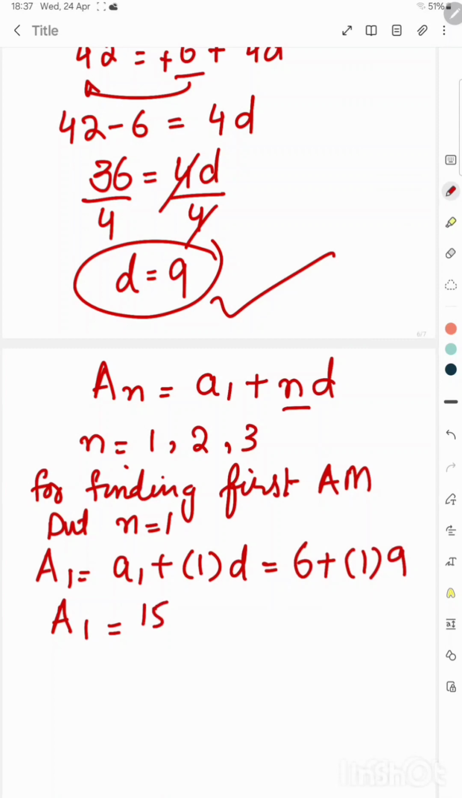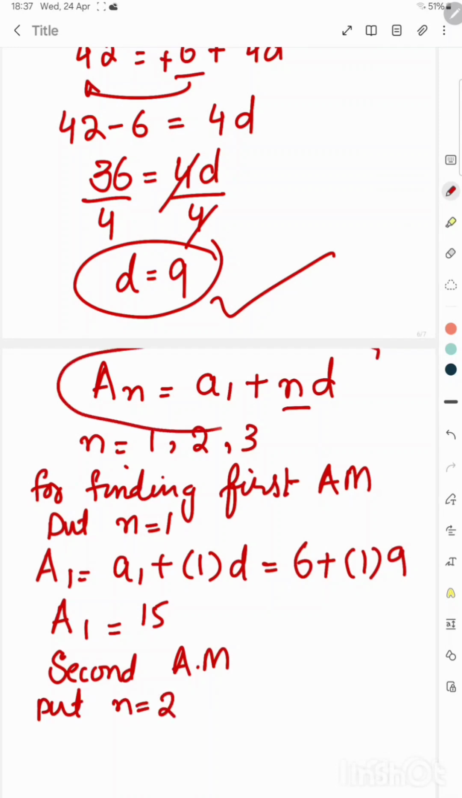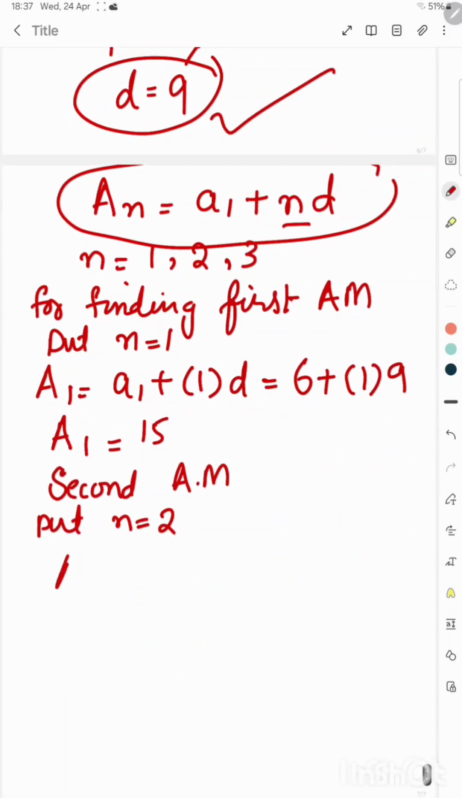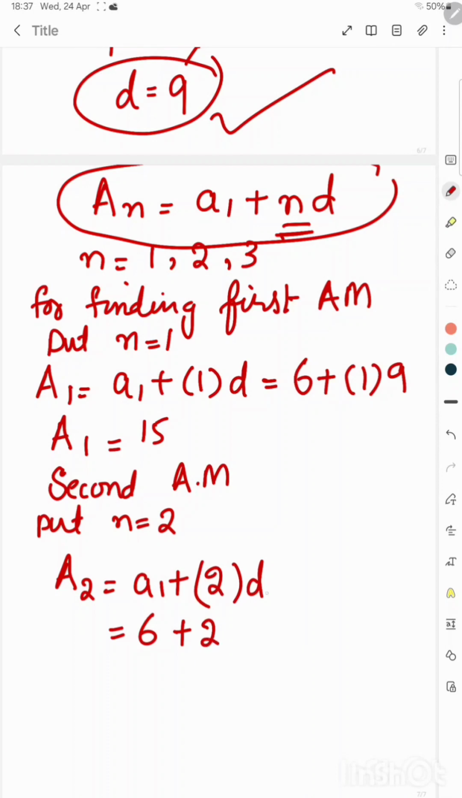Now we have to find the second arithmetic mean. So for the second arithmetic mean, put n is equal to 2 in the insert arithmetic mean formula. Okay, so a2 is equal to a1 plus 2d, and a1 is the first term of the sequence, which was 6, plus 2, and d was equal to 9. 6 plus 2 nines are 18, which is equal to 24. So here we have found the second arithmetic mean.